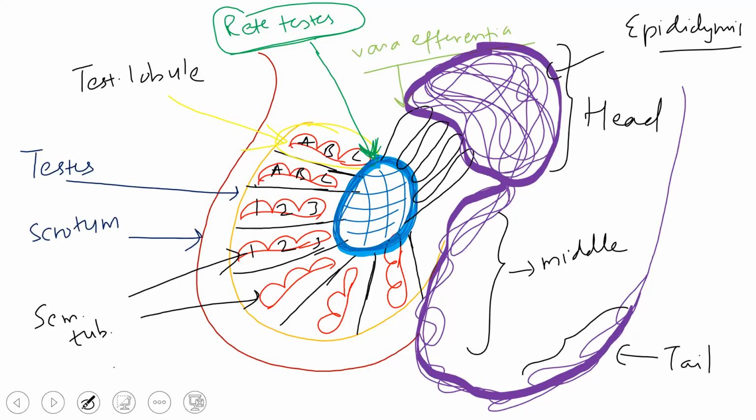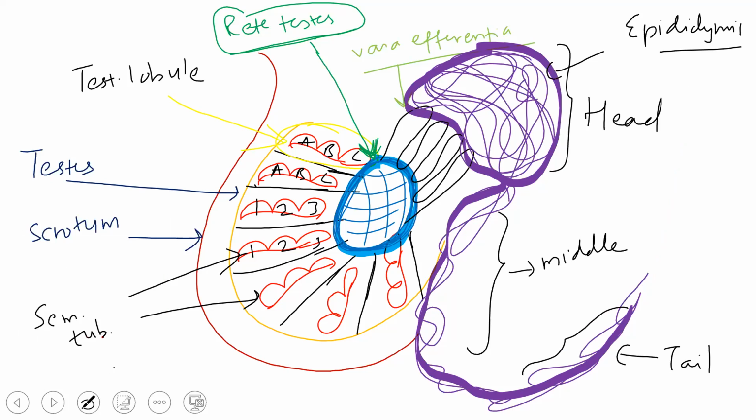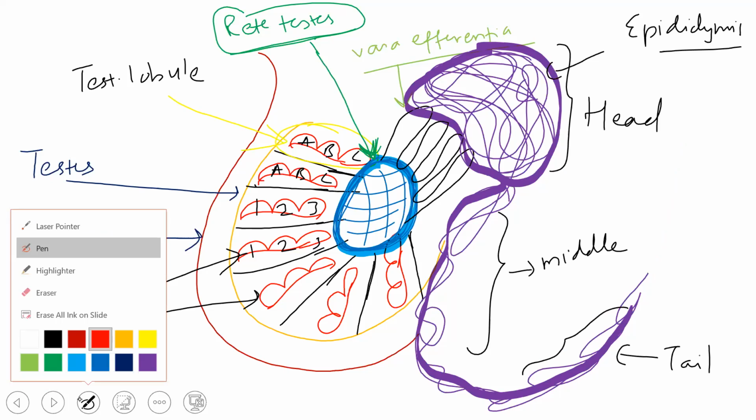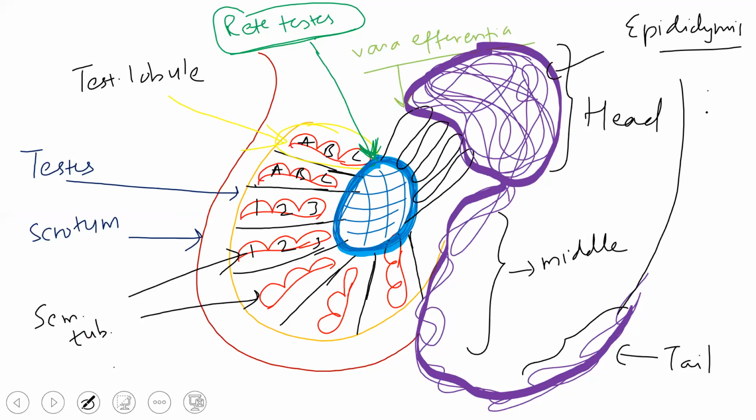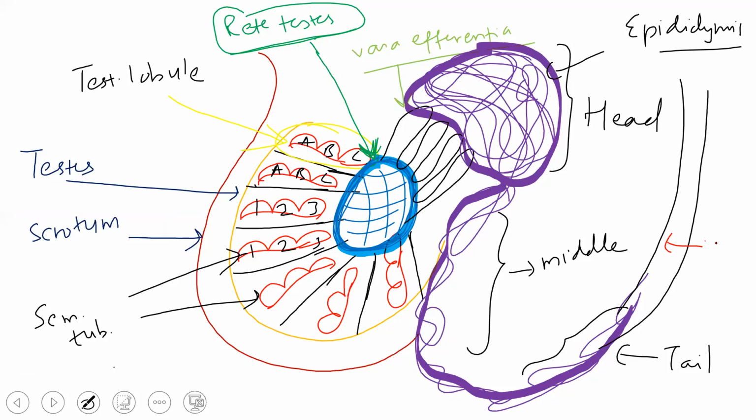Now this epididymis will go into what we call as vas deferens. This is what we call as vas deferens. Epididymis I'll discuss separately, guys.